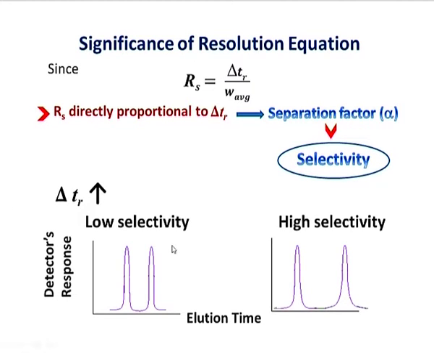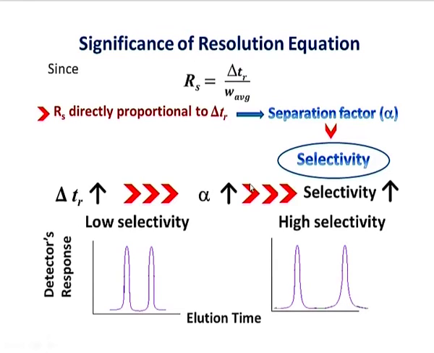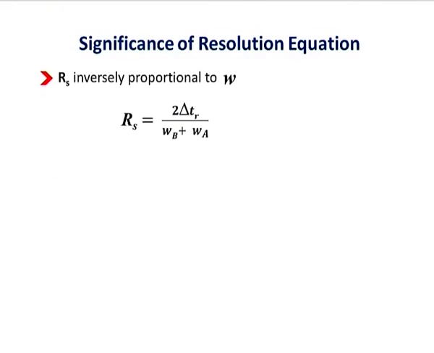Hence, what we can say is, the higher the delta TR, the higher would be the separation factor alpha, and that would mean higher selectivity of that particular chromatogram. This is one aspect as far as the significance of resolution is concerned. The second aspect is, as you would have noted down, that this resolution RS is inversely proportional to W, as this equation suggests. So, what does it mean?